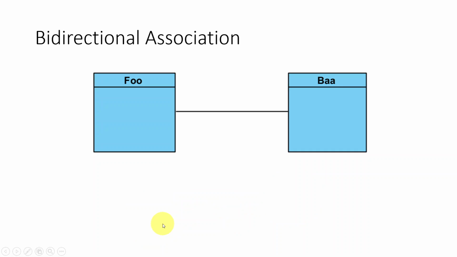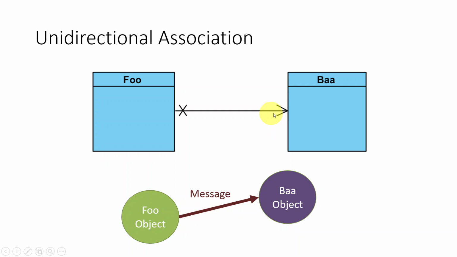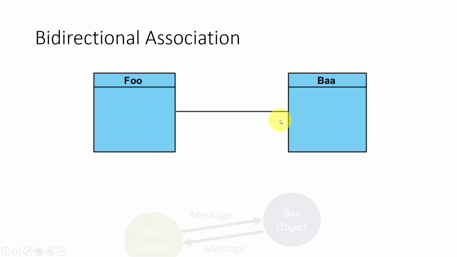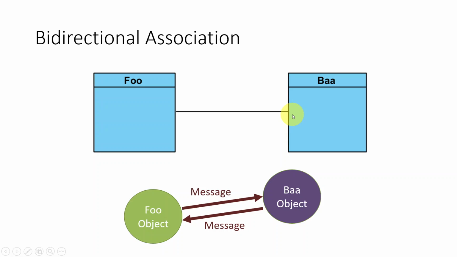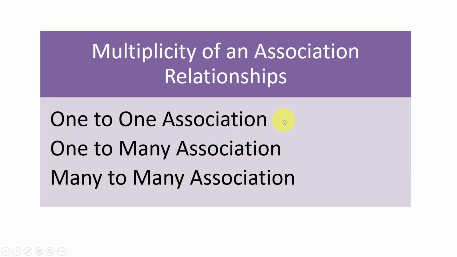In UML, a unidirectional association is represented by an arrow, whereas if it is bidirectional, rather than showing two arrows, we just remove the arrow. And also there is a concept called multiplicity when it comes to association. The multiplicity can be a one-to-one association, a one-to-many association, or a many-to-many association.